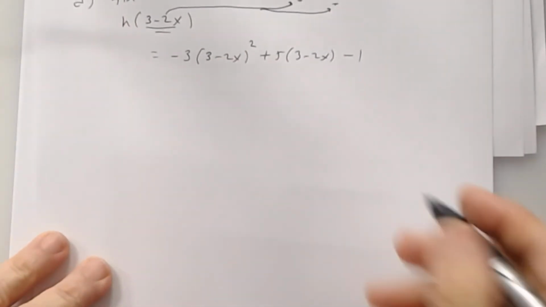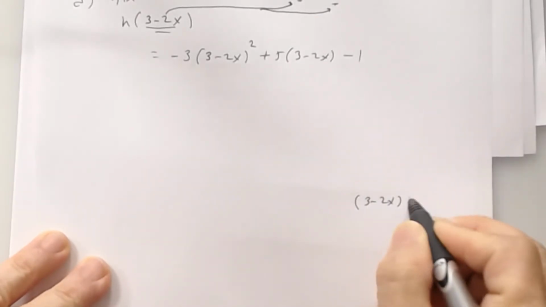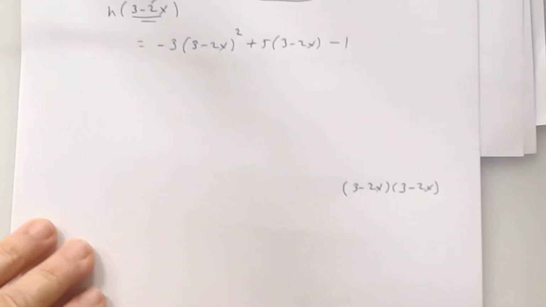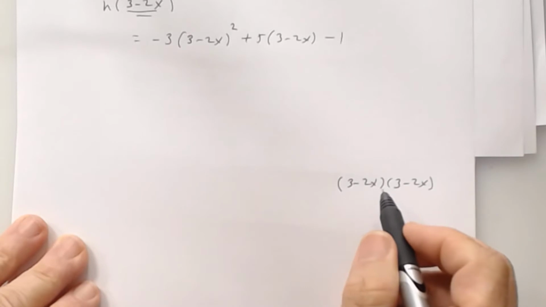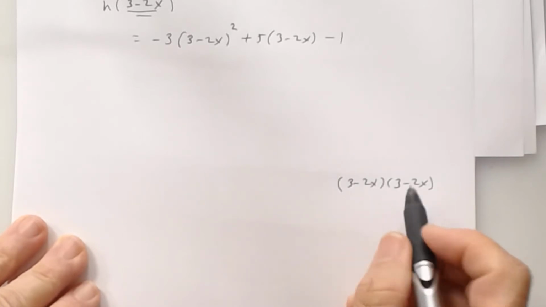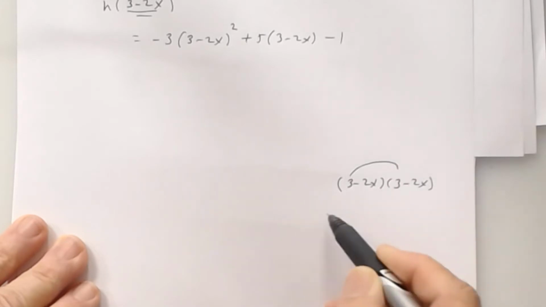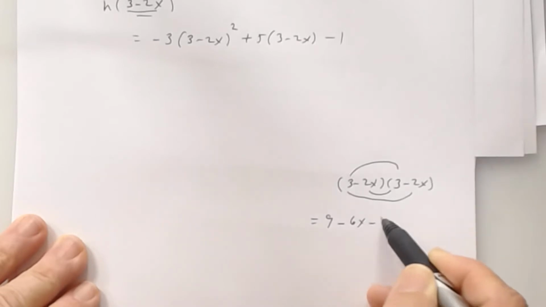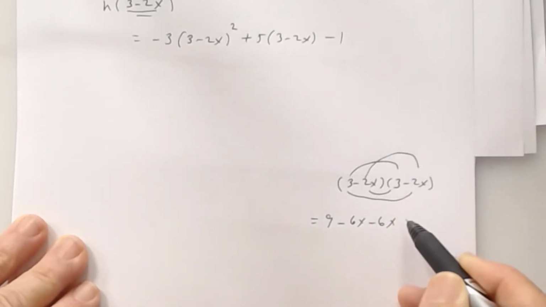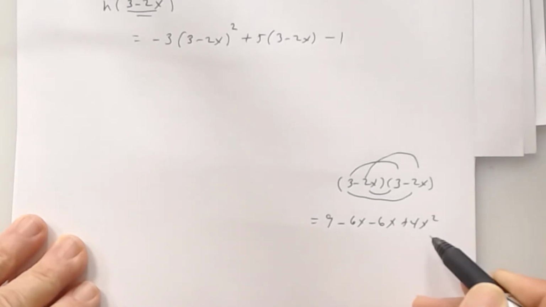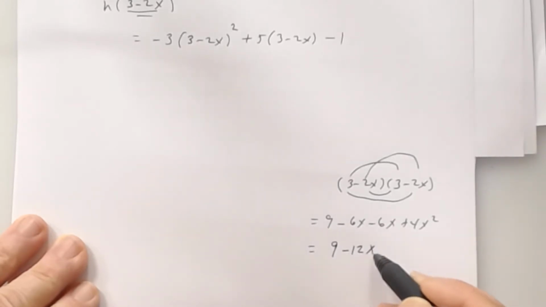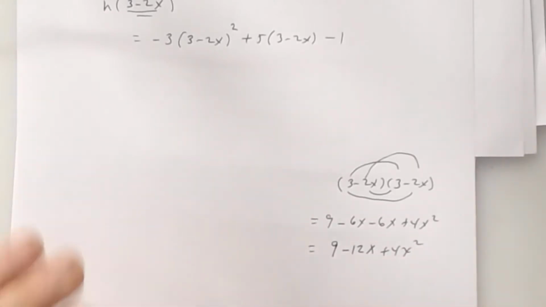So let's go off to the side and figure out what 3 minus 2x times itself is, because that's what 3 minus 2x squared means. So here you're multiplying two binomials. So what are you going to do? FOIL. Okay, what's the first? 9. What's the outer? Negative 6x. What's the inner? Negative 6x. And what's the last? 4x squared. Good. 4x squared. Combine like terms, what do you get? 9 minus 12x plus 4x squared.